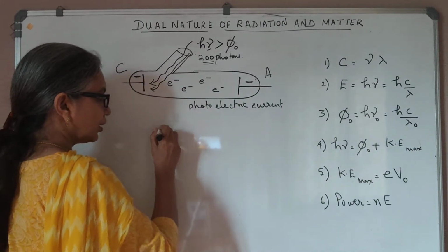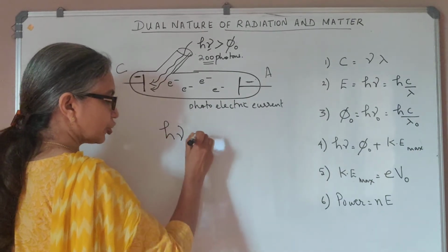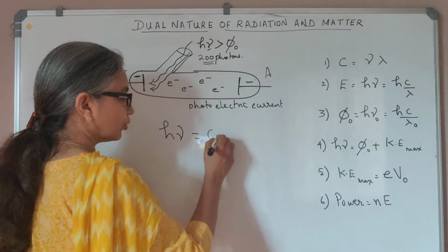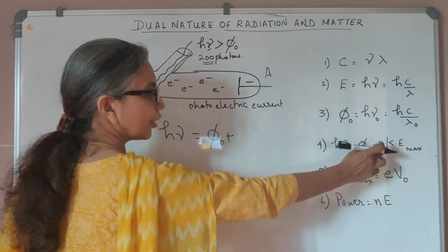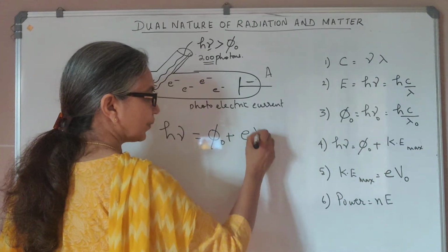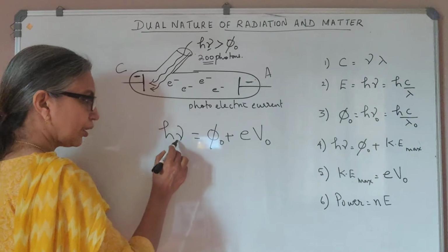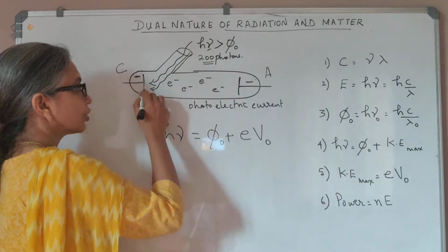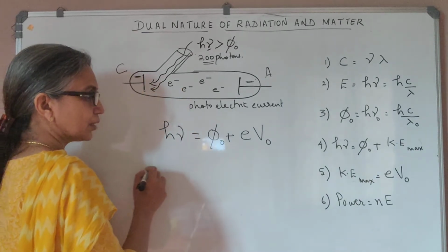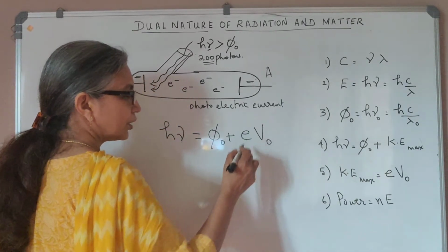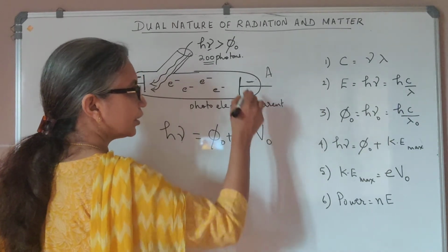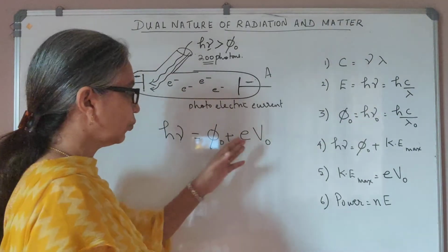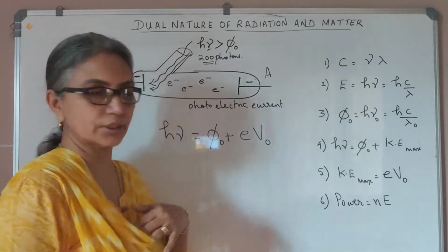So we may also write Einstein's photoelectric equation as h nu equal to phi 0 plus, instead of maximum kinetic energy, you may also replace it with eV0, where nu is the frequency of the incident radiation, phi 0 is the work function of this photosensitive plate which is emitting the photoelectron, e is the electronic charge, and V0 is the negative potential that is given to the anode plate or the collector plate when the photoelectric current reduces to zero.